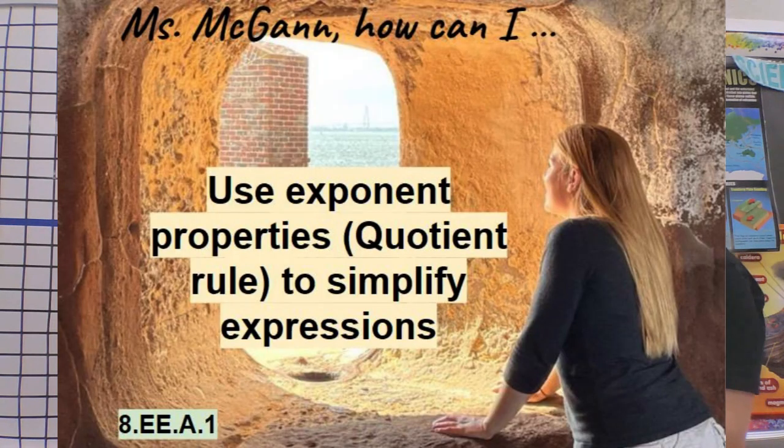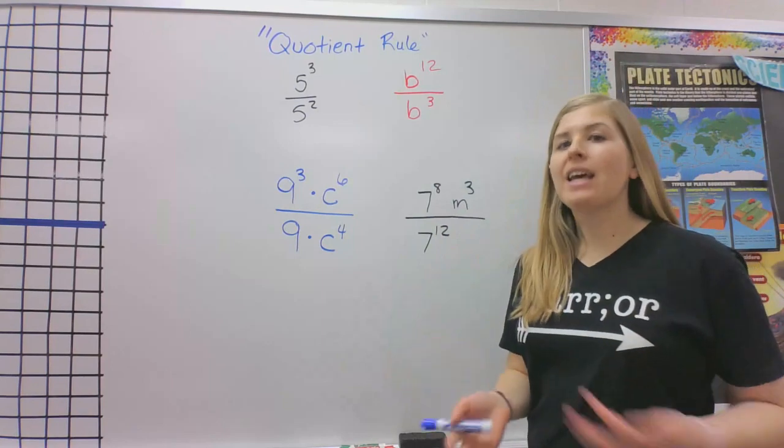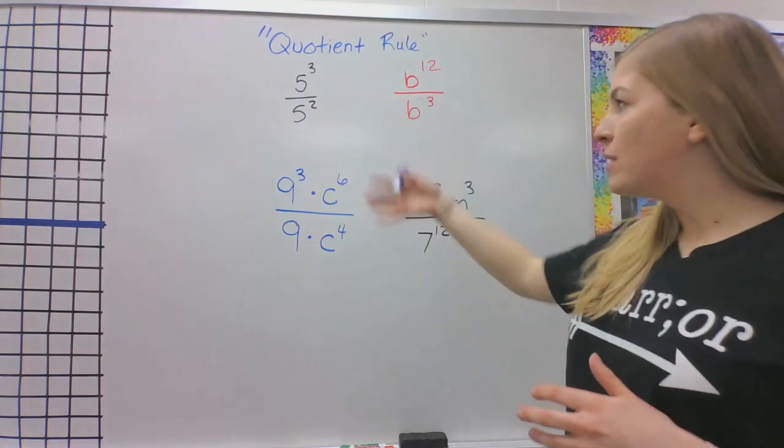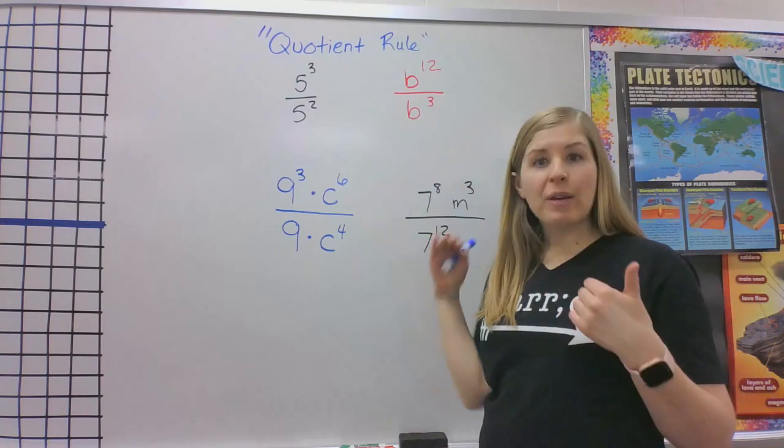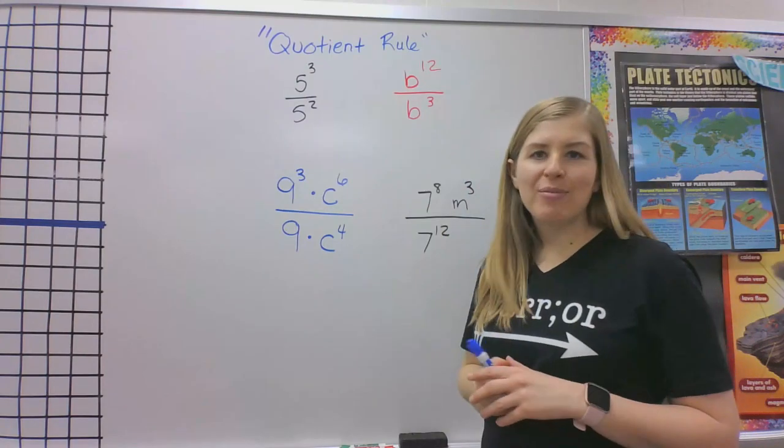Hi, it's Miss McGann. We are talking about exponent properties and the quotient rule today. So quotient is the answer to a division problem, and most of these look like fractions, but that would be our division bar. So we're going to go ahead and simplify them.